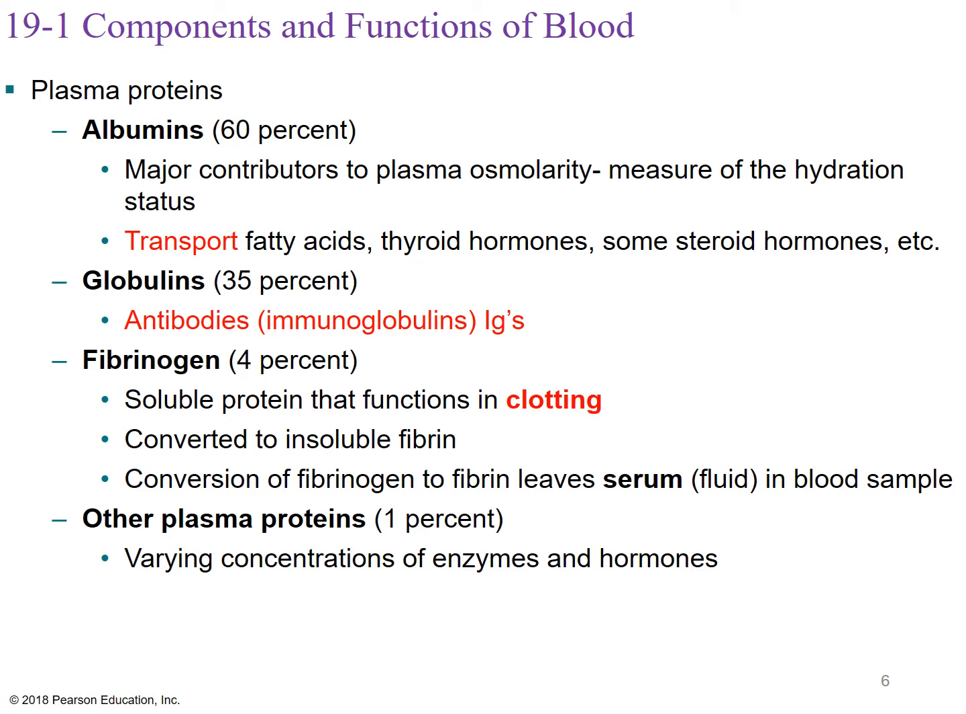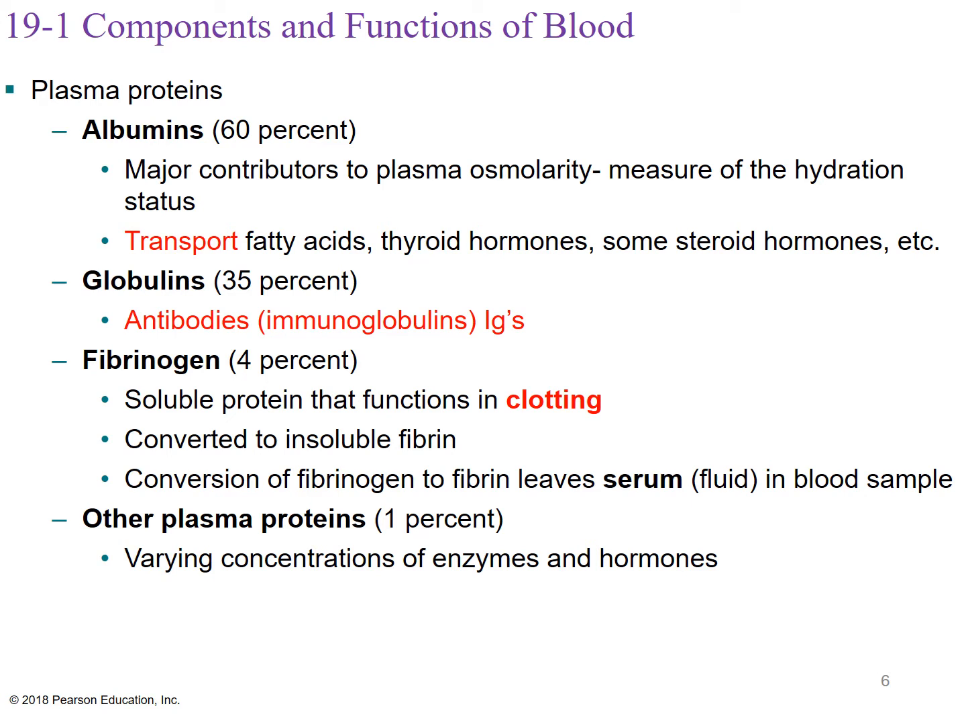Although plasma is mostly water, remember about 7% of it is proteins. So let's talk about the different types of proteins that you would find in plasma. The predominant one is called albumin, and albumin is very important because not only does it help transport different things like fatty acids and hormones, it also helps contribute to plasma osmolarity. That basically means the measure of the hydration status.